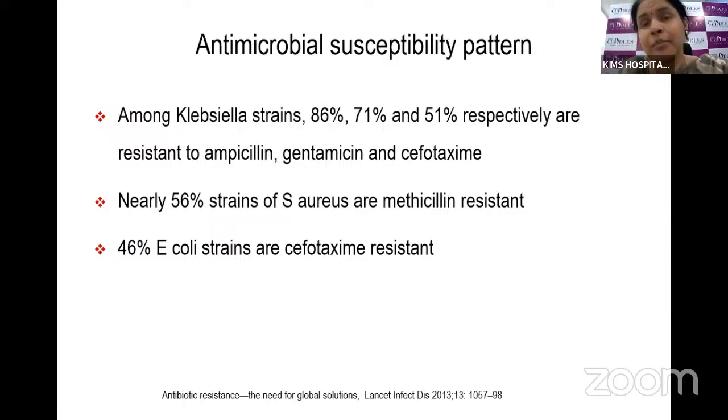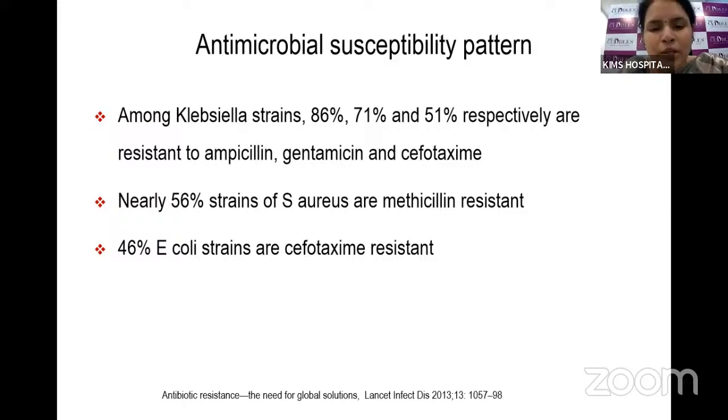So far we saw the microbiological profile of bacteria that are isolated from low middle income and high income countries. Now moving next to the other important consideration that determines our antibiotic choice, which is the antimicrobial susceptibility pattern. A whopping vast majority of organisms in low middle income countries are multi-drug resistant. So in one study published in 2013, it was found that up to 86% of Klebsiella strains could be resistant to ampicillin, 71% to gentamicin, and 51% to cefotaxime.